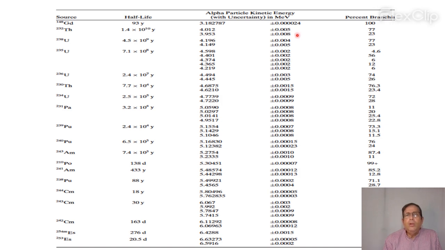And here you are also shown the experimental error bars. So you can see in this table, which you can refer to by pausing the video, there are different types of nuclear species which are undergoing alpha decay.